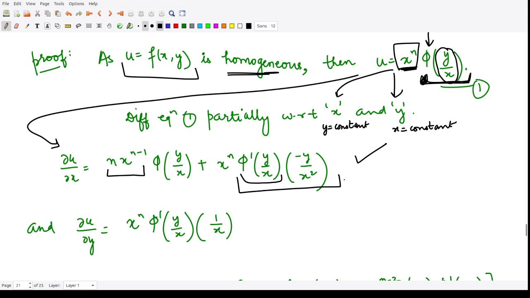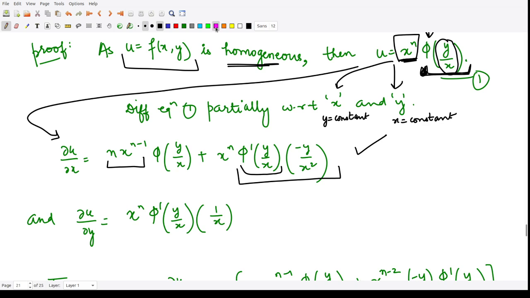Similarly, when you differentiate u with respect to y, you have this term. Because this term contains x, it would come as such, being constant. So we only have to perform the derivative of phi of y by x. So it would be phi dash y by x, and the derivative of y by x is equal to 1 by x. So now we have del u by del x, and we have del u by del y.